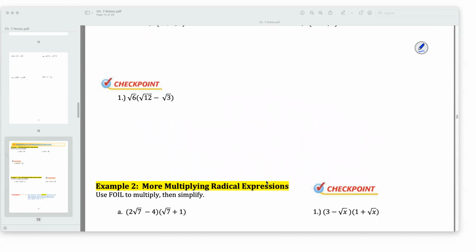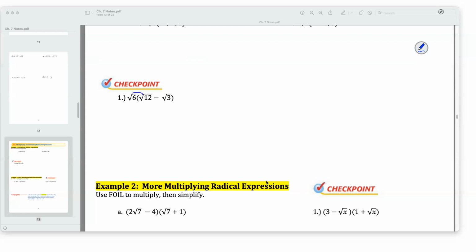All right, so for the checkpoint question, we are going to use the distributive property. So we're first going to multiply the square root of 6 times the square root of 12, and then the square root of 6 times negative square root of 3. Or if you would prefer, you could also do this differently and actually simplify the radical before you multiply. And I kind of like that idea better. So 2 ways to do this.